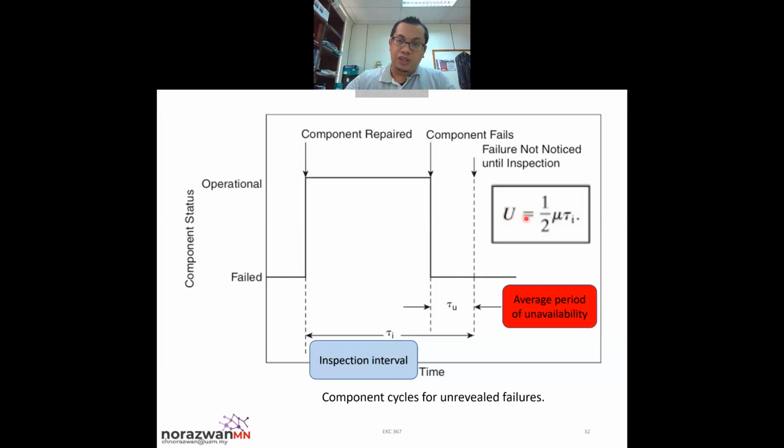So your unavailability U is equal to half mu tau I, where tau I is the inspection interval. Right, so you got your U. Average period of unavailability is tau U.